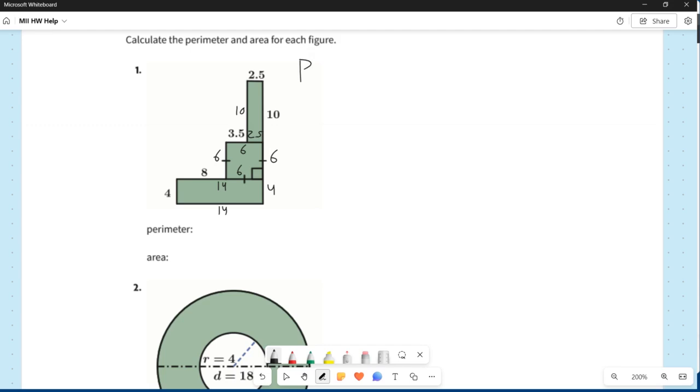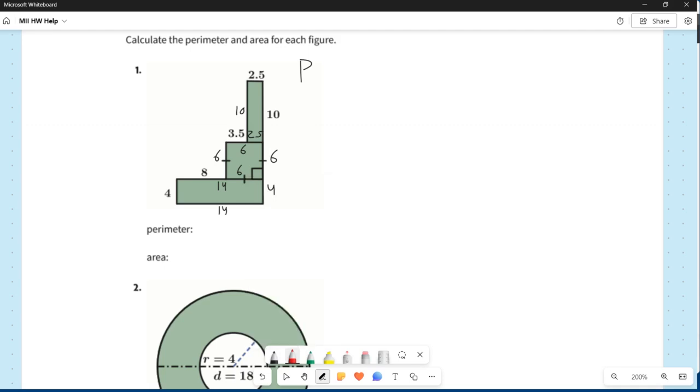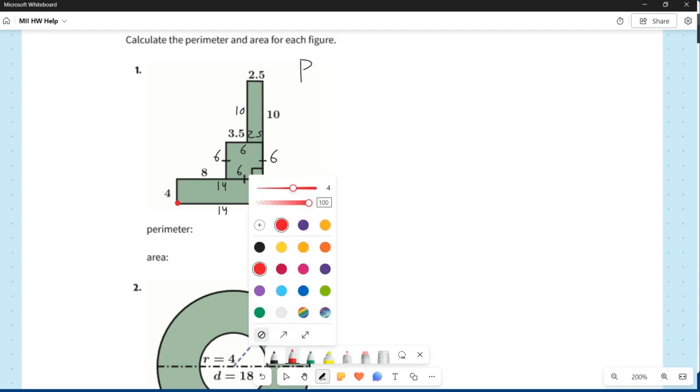In order to find the perimeter, I want to determine what are all of the side lengths that are on the outside of this figure. So I'm looking for the lengths that are between the green space and the white space. If I were to walk around the edge of this figure without going inside it, what would be the total distance that I would walk around this figure? So I'm just going to pick an arbitrary spot, we'll say that corner, and I'm also going to pick an arbitrary direction, we'll just go this way.